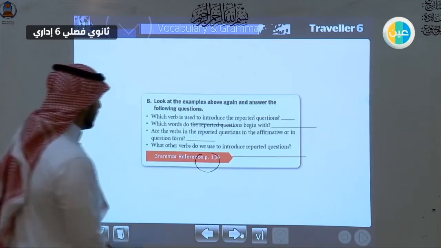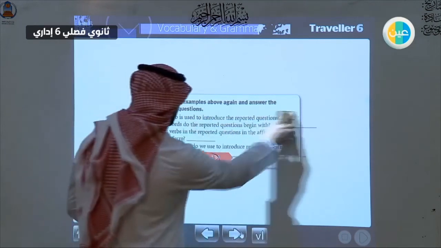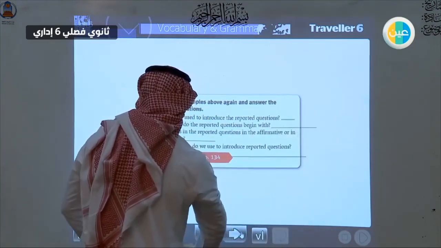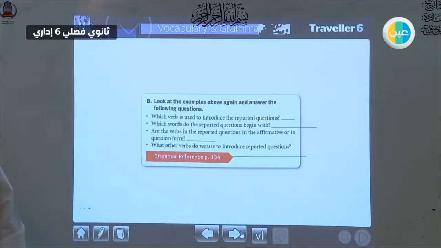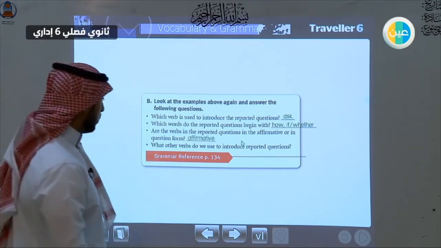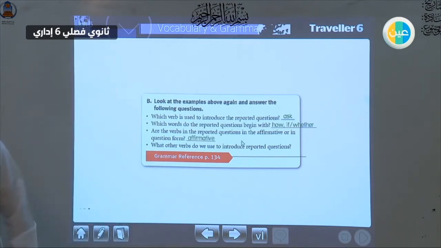B. Look at the examples above again, and then answer the following questions. The first one, which verb is used to introduce the reported speech? Ask. Which words do the reported questions begin with? How, if, whether. Are the verbs in reported questions in the affirmative form? Affirmative, yes. What other verbs do we use to introduce reported questions? We can use wonder, want to know, etc.